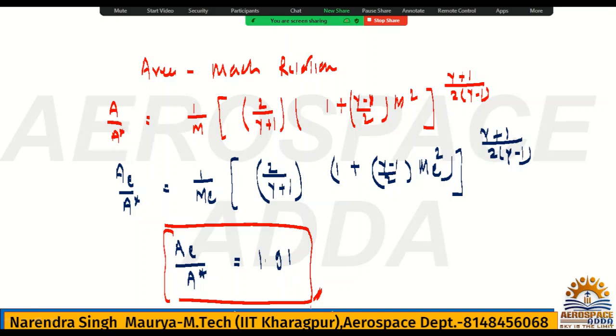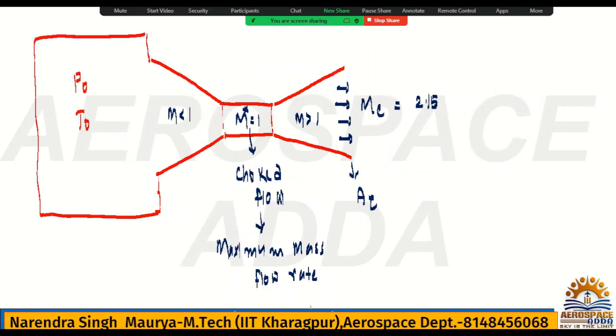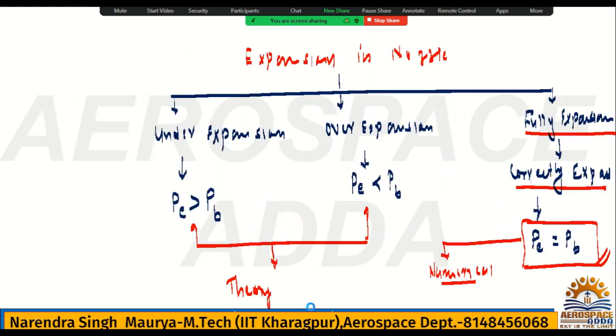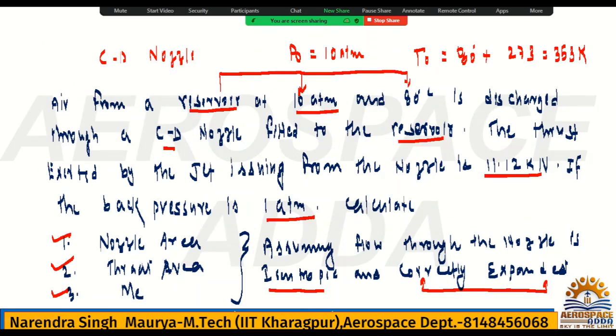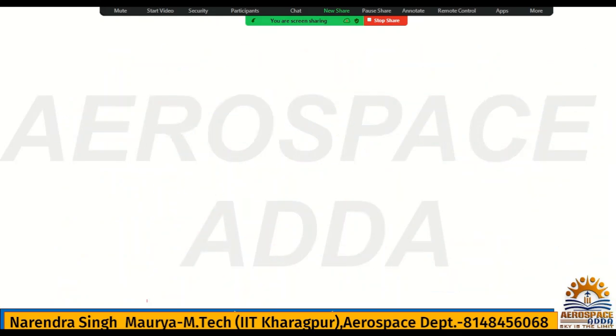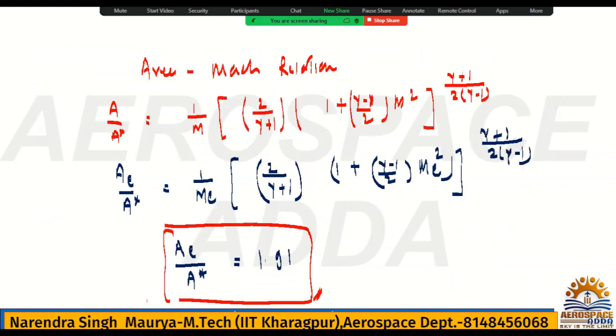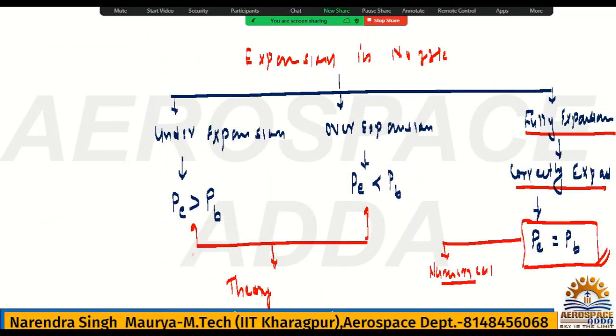Once you have A by A star, in the problem itself they are asking for both exit area as well as throat area. So this ratio, A by A star, is useful, but they are asking, and both are unknown. A exit and A star both are unknown. If you know one, then you can calculate the other area. If you know throat area, you can calculate exit area. If you know exit area, you can calculate throat area. So check any other data they have given to you.